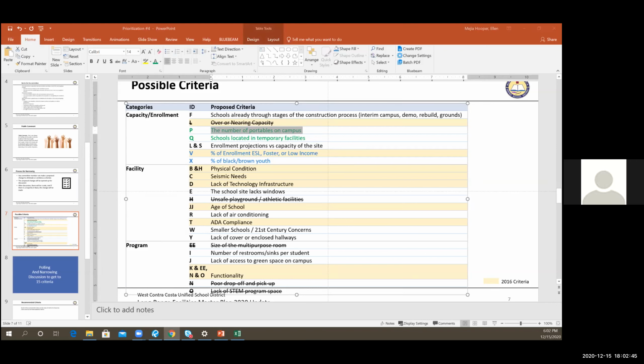So how would you calculate that? Would it just be the total number of buildings? If 100% of a school is in a temporary facility, would that be the number?